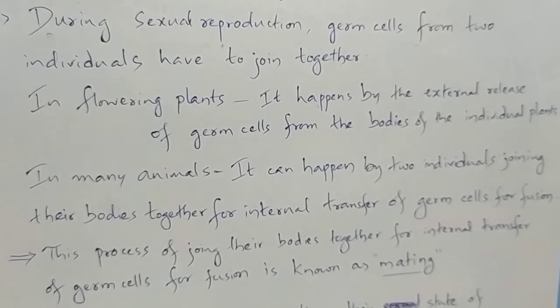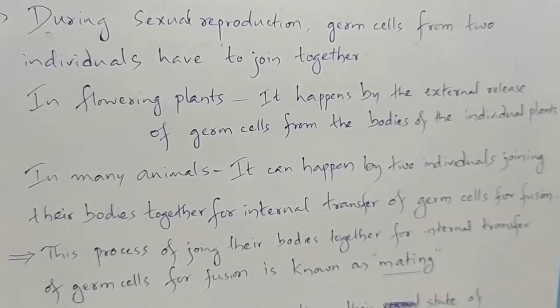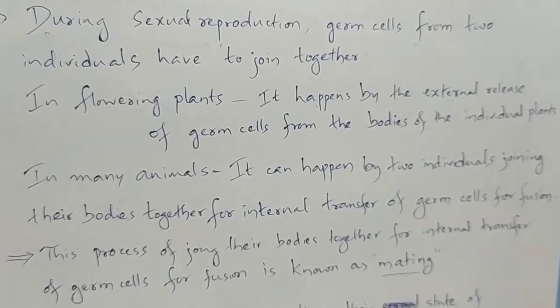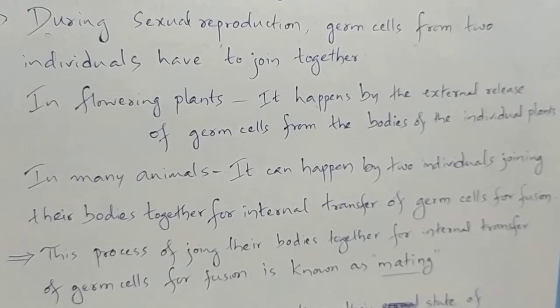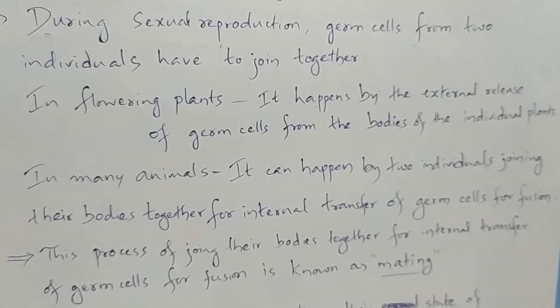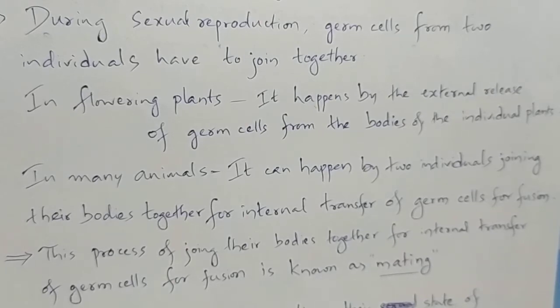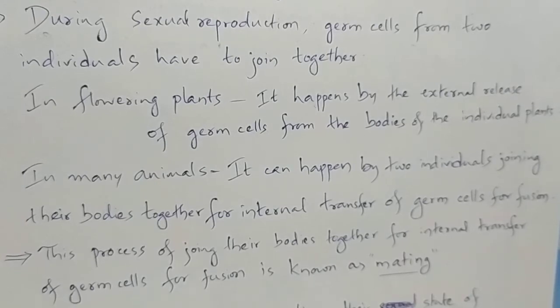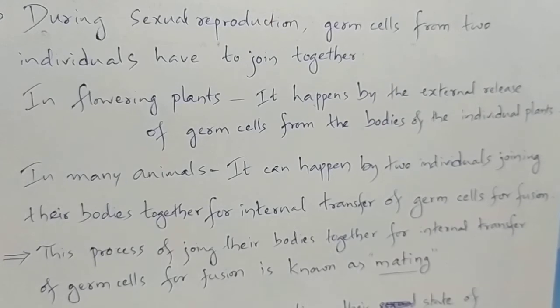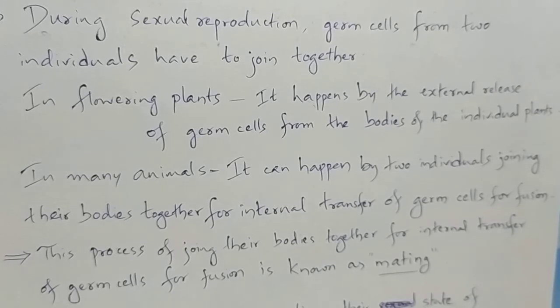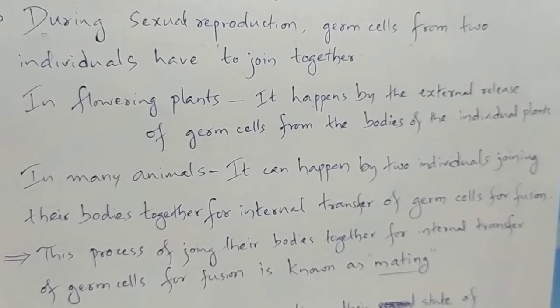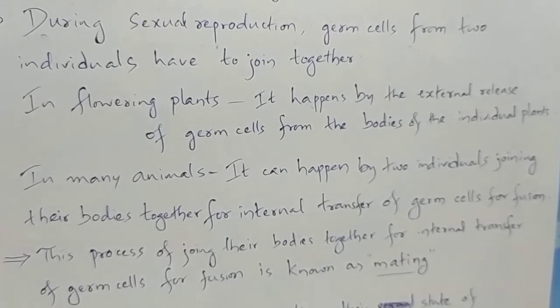In flowering plants, this joining of germ cells happens by the external release of germ cells from the bodies of the individual plants. We know that pollen grains are released from anthers and they come and stick to the stigma, right? From the pollen grain, pollen germination takes place, through which the male gametes reach the ovary and finally the ovule. This is how the external release of pollen grains makes the male germ cells join with the female germ cells in plants, right?